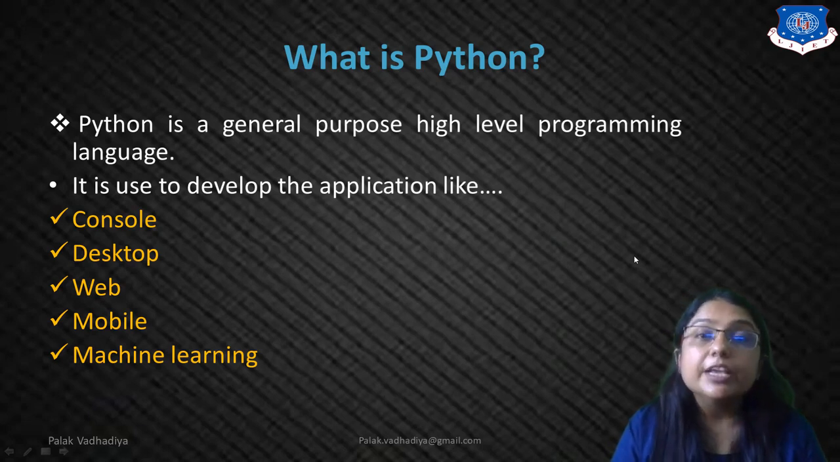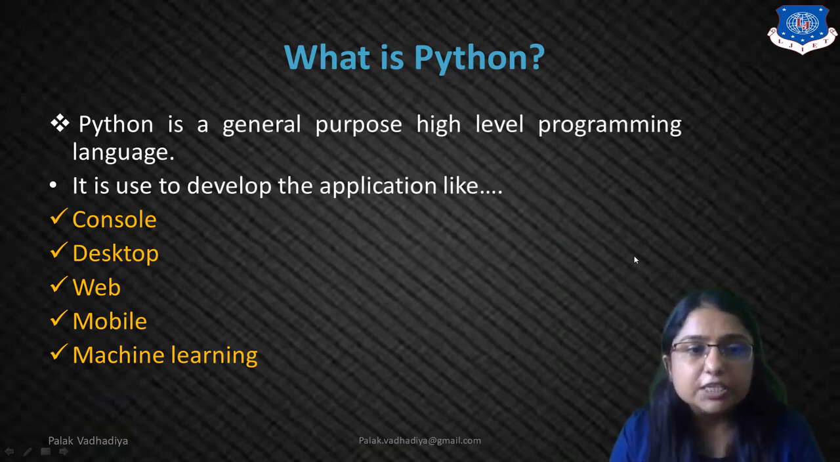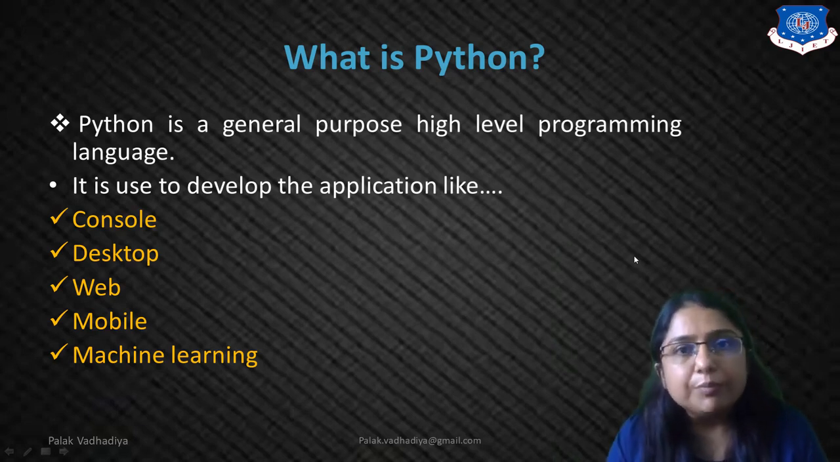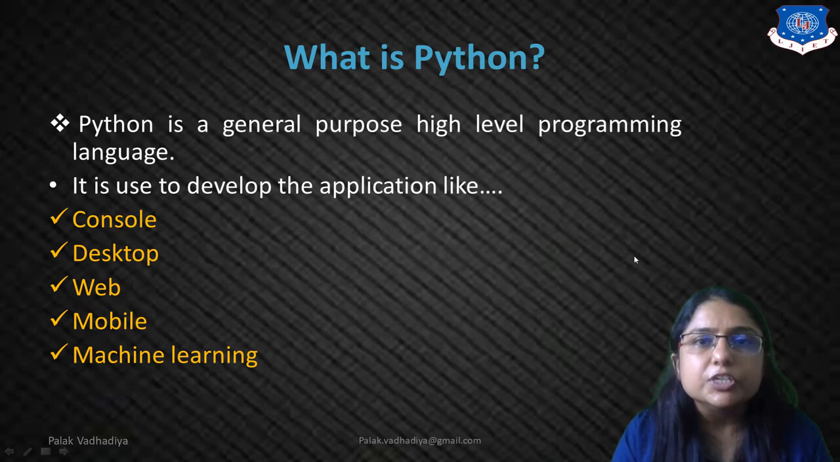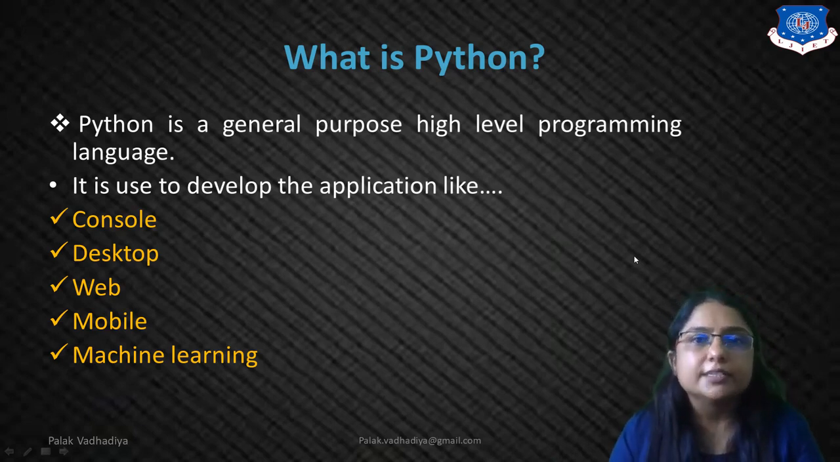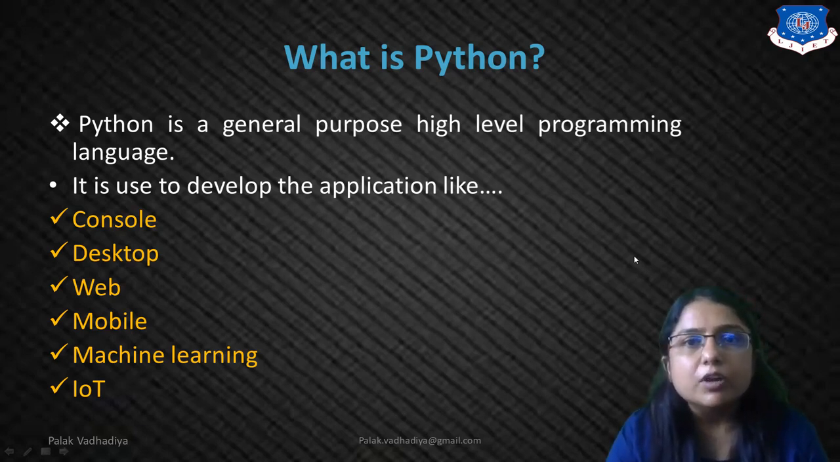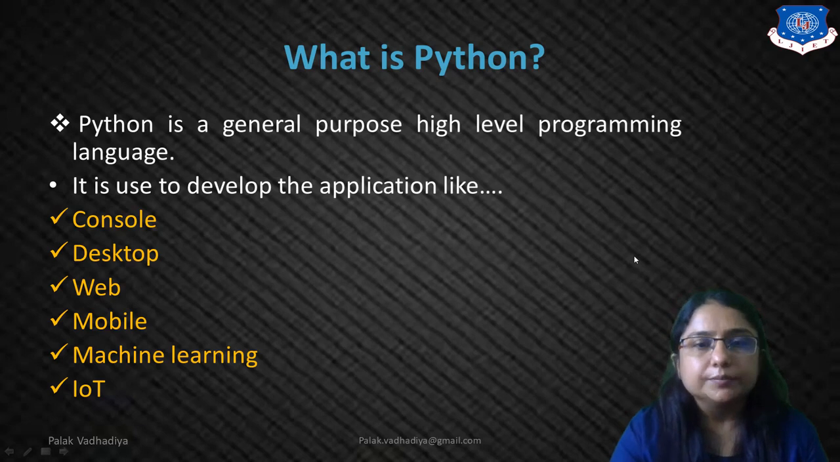Then machine learning. We can use the Python language in machine learning. Machine learning means you have to train your machine with the help of some training data, and then you can test with the help of your data set. So whenever you want to write any code in machine learning, you can use Python. Now next is IoT. We know very well IoT is the Internet of Things. If you want to develop any application or do any project based on IoT, then you can do your coding in Python.